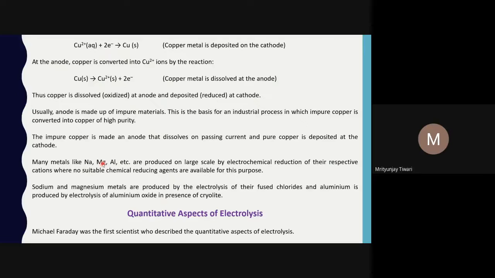If you want them to get reduced, we use electrons in the form of electricity. So on a large scale, by electrochemical reduction of their respective cations, where no suitable chemical reducing agents are available for this purpose, as I have already explained. Sodium and magnesium metals are produced by the electrolysis of their fused chlorides, and this we have seen in the chemistry of s-block elements, group 1 and group 2, how sodium and magnesium chloride are used to obtain pure sodium and magnesium metals.